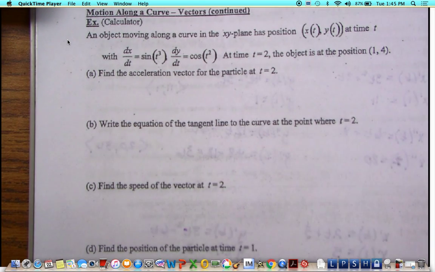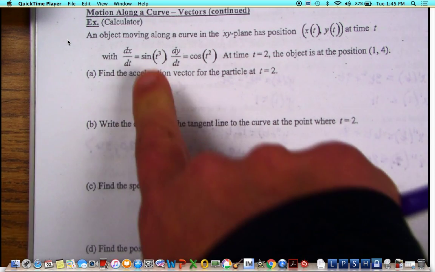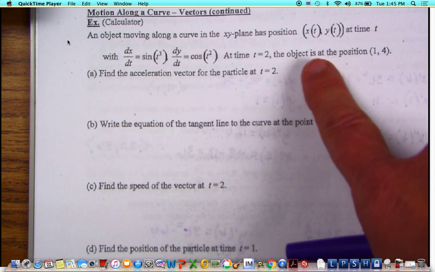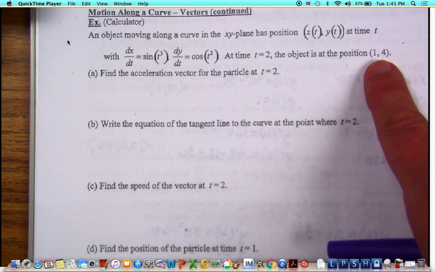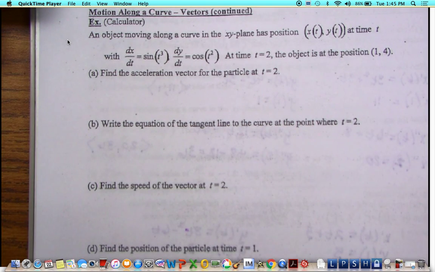Okay, so here we go. An object moving along a curve in the xy plane has position x of t, y of t at time t, with dx/dt equaling that, dy/dt equaling that. At time 2, the object is at the position (1, 4). Okay, so it looks a little bit like the problem yesterday, that we did together.